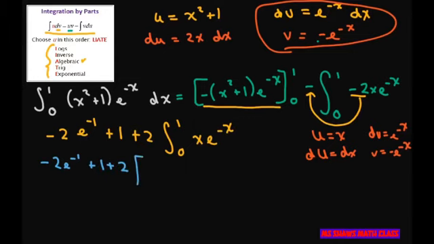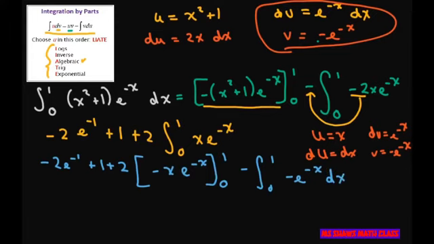Now 2 times, we're going to do u times v. So that's just going to be negative x e to the negative x, and we're going to evaluate it from 0 to 1, minus your integral from 0 to 1 of negative e to the negative x dx.